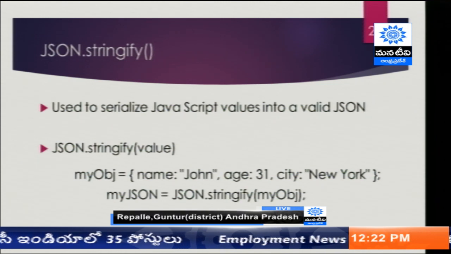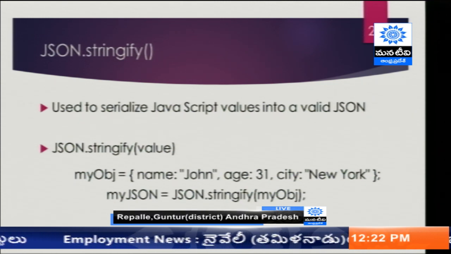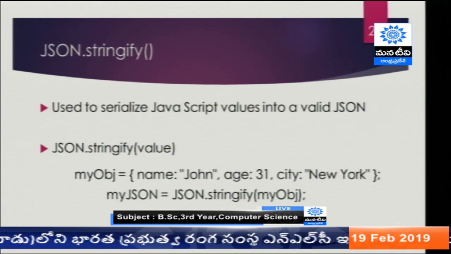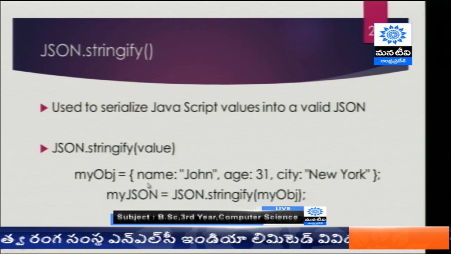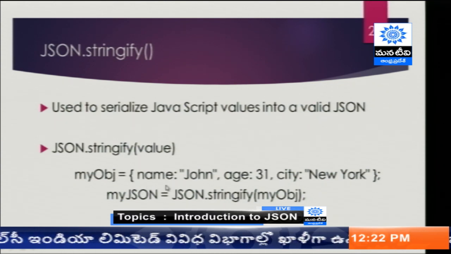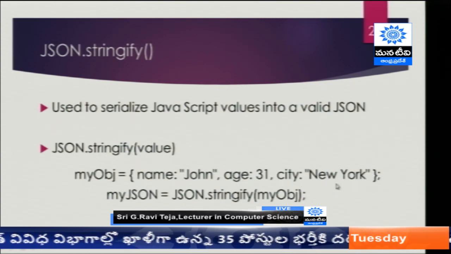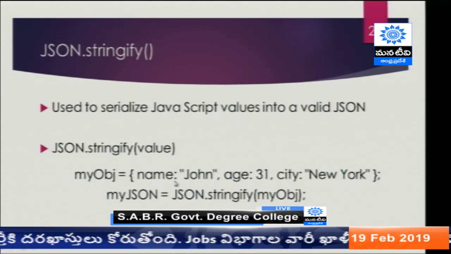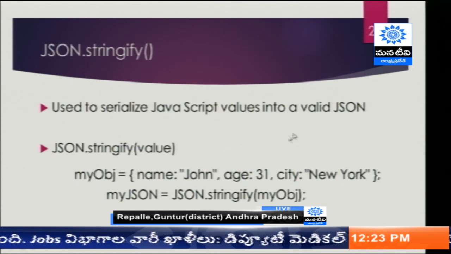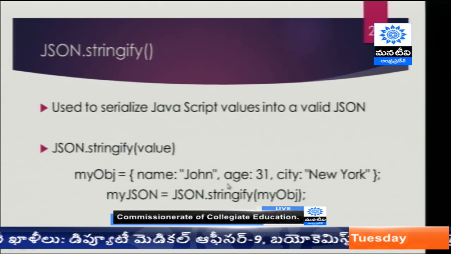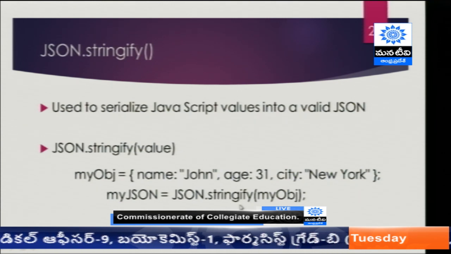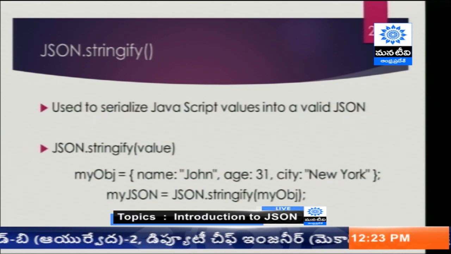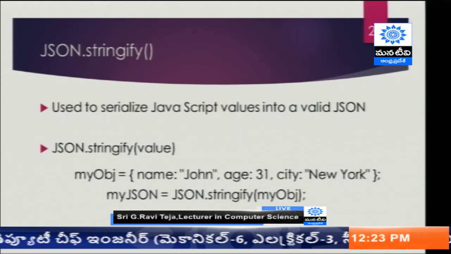Because if you want to mention it as a JSON object, it must contain key value pairs, and the key must be represented in a string format. Here you can see that name, age and city are not mentioned in double quotes, so this is not a valid JSON format. To make it a valid JSON format, you have to represent them in double quotes, and that is done by the Stringify function. So, if you want to convert a JavaScript value into JSON format, you need to use the Stringify function.